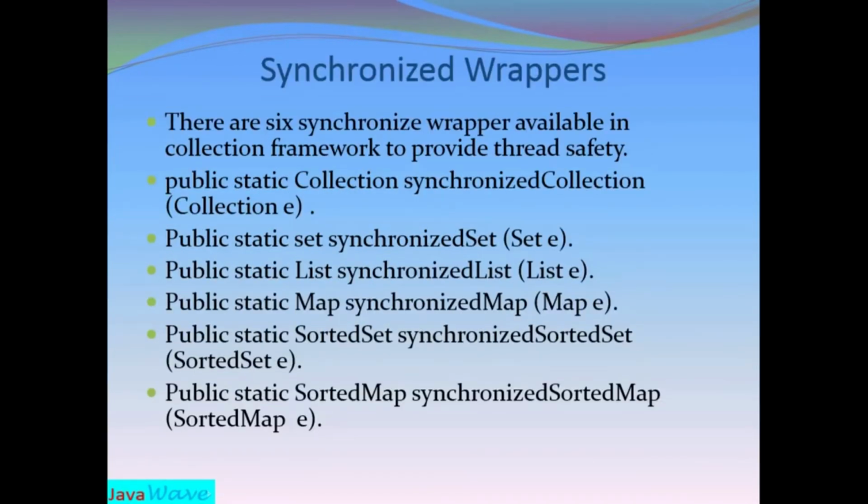The collection framework also provides some synchronized wrappers to provide thread safety. Or in other words, we can say it also provides a wrapper to provide thread-safe collection objects. There are 6 static methods in the collection framework which we can use to get a synchronized collection object: synchronizedCollection, synchronizedSet, synchronizedList, synchronizedMap, synchronizedSortedSet and synchronizedSortedMap.